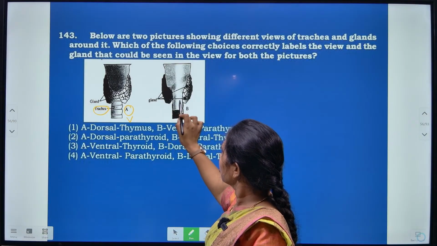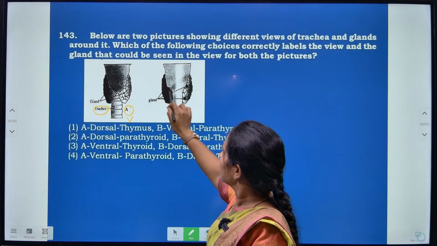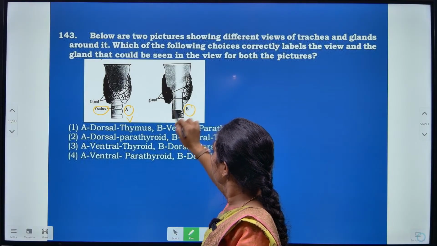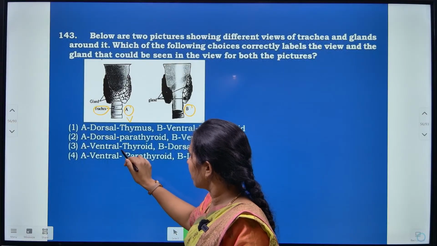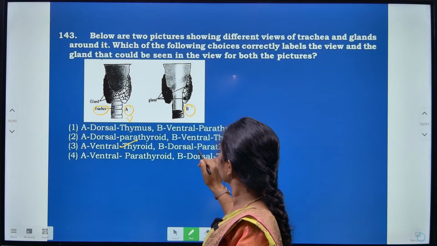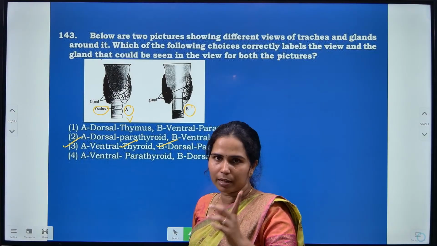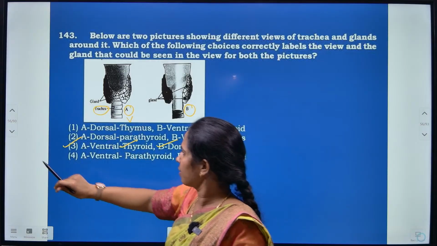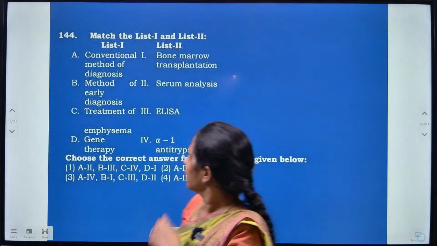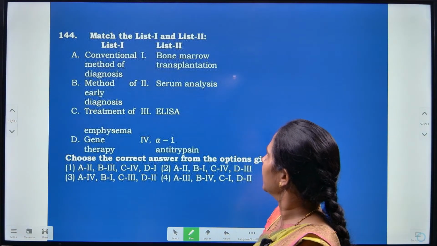Now here, behind the trachea there is a gland, and this gland is called what? It is called the parathyroid gland. So on the ventral side the thyroid gland is present, on the dorsal side the parathyroid gland is present. So option 3 will be the right answer. I told you to remember a trick based upon the trachea, right? Right. So next one is match list 1 with list 2.